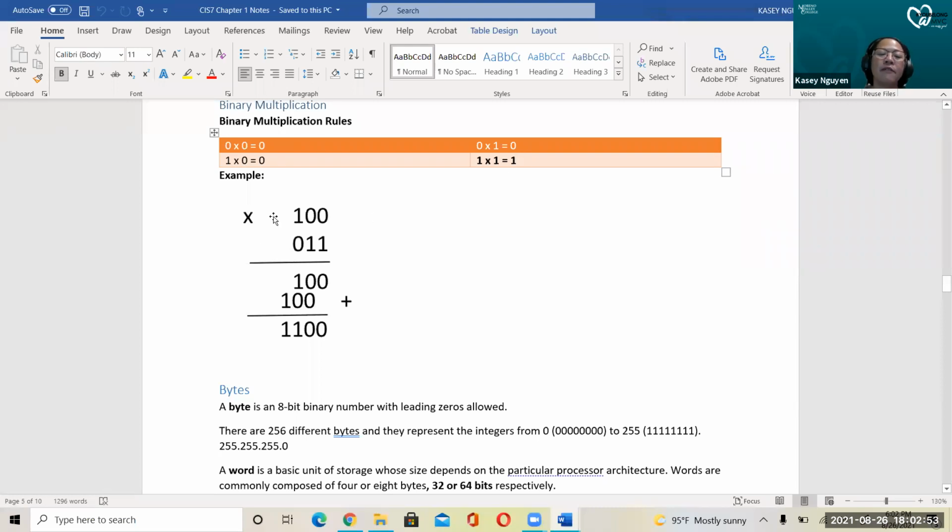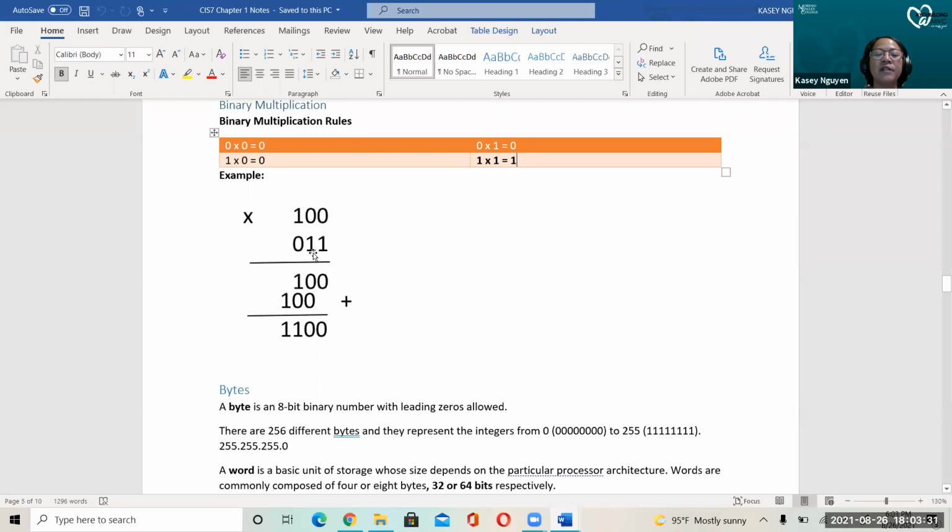So for this example, we have 1, 0, 0 times 0, 1, 1, and these are in binary. Then we would start with the rightmost digit, which is this one right here. And we would take 1 times 0, we get a 0. 1 times 0, we would get a 0. So you take the bottom row and you multiply it by the top, and you're going to go from right to left, okay? And then we are going to take this 1 times 1, we're going to get a 1.